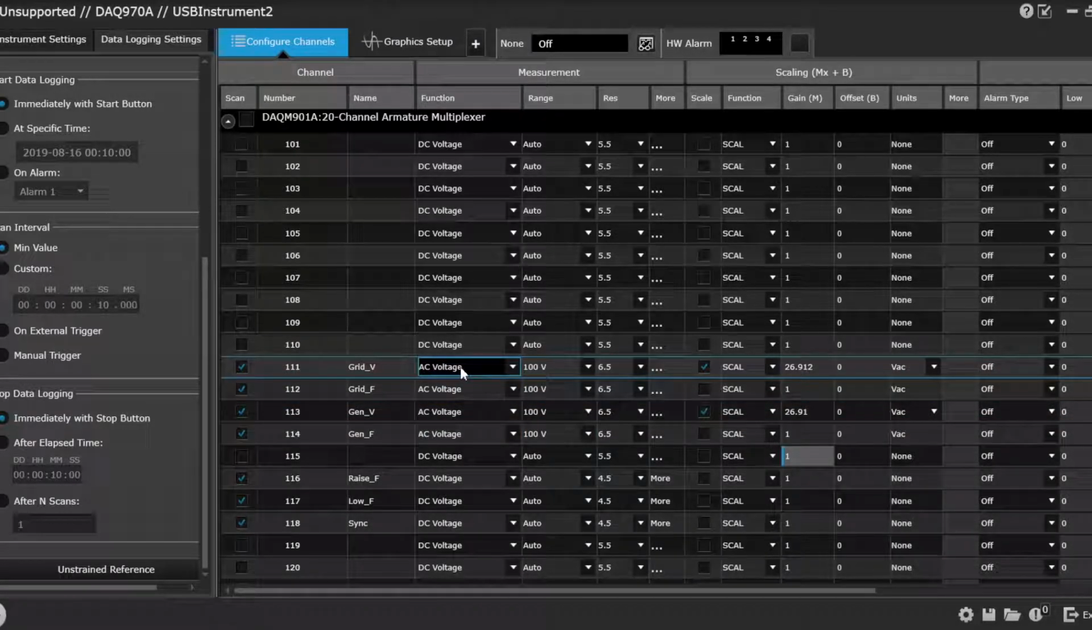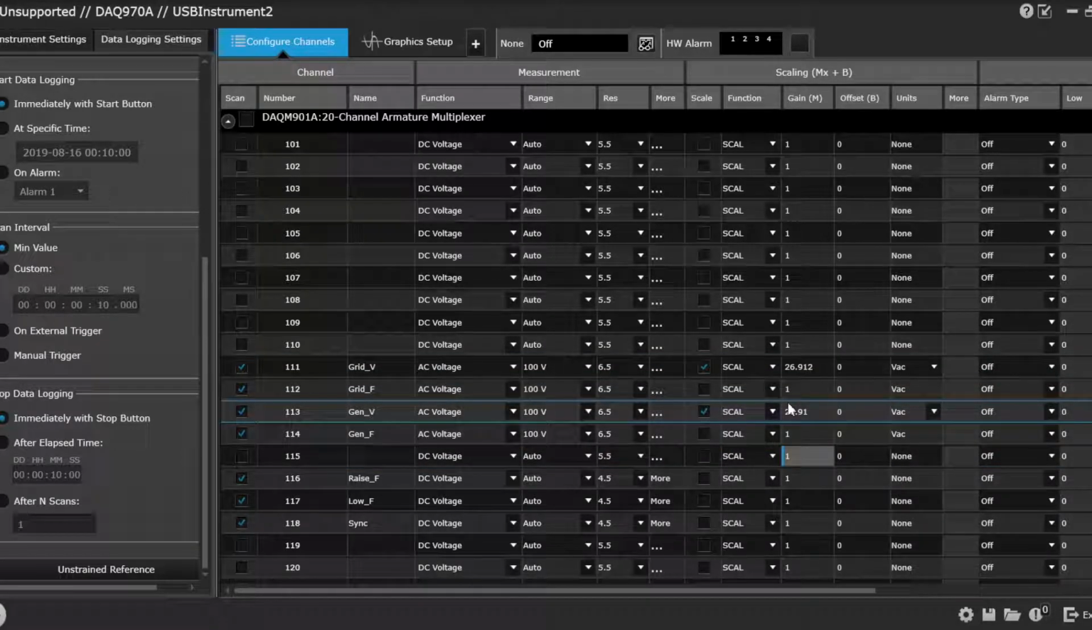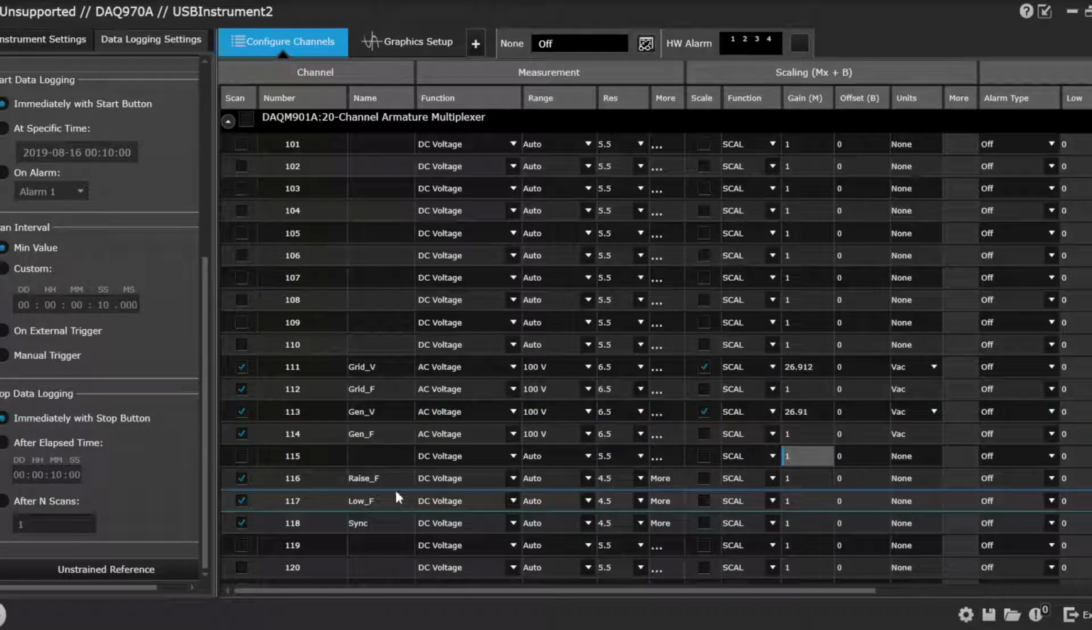The actual voltage channel, I've entered the scaling factor from when I tested the transformer ratios with the DAQ, so that should give me the equivalent 400 volts going into the synchronizer.